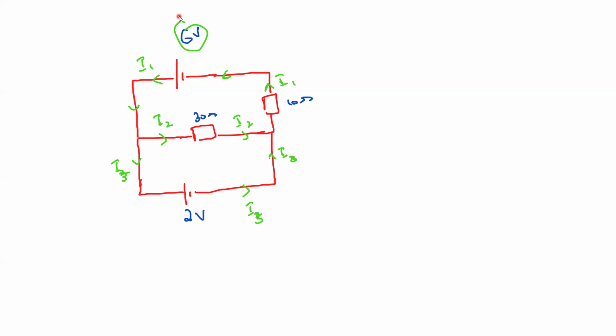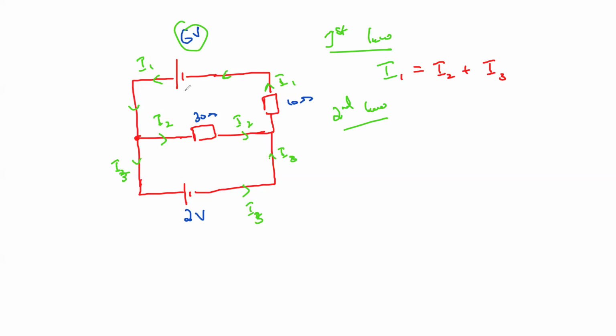Now, when you apply the Kirchhoff law, the circuit law, when you apply the first law, according to the first law, the total current entering a point will be equal to the current leaving the point. So in this case, I1 is entering and I2 and I3 are leaving. So I1 will be equal to I2 plus I3. That is one equation.